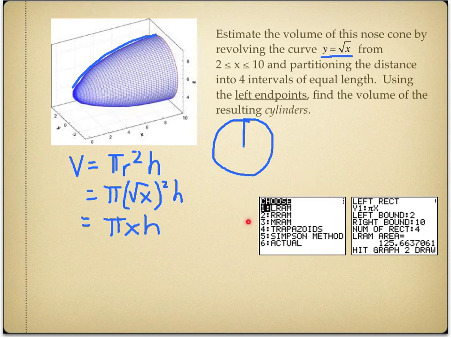So notice when I go to my RAM program, again, the problem tells us to use left endpoint, so that's why I choose this LRAM. Notice what I put in there for the equation, just pi times x. I don't put anything in there at all for height because the width of each rectangle will essentially account for the height. So my bounds are from 2 to 10. That's what it says right here. Number of rectangles is 4 because I want each one to be 2, width of 2. And sure enough, here's my area right here. Now again, it would be different, of course, if I used the RRAM or MRAM.